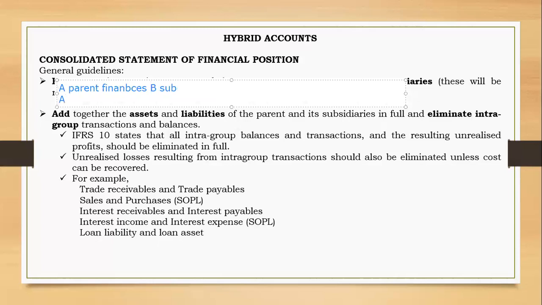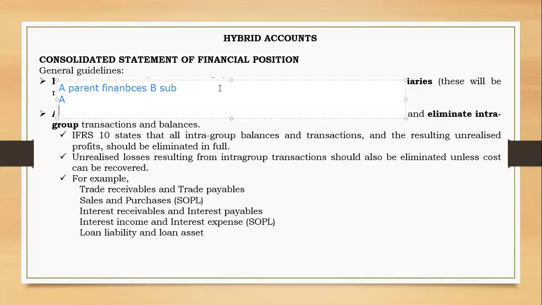So in the books of A, what are we going to do? A has given the money to B. So A has credited cash by a certain amount, no problem. And then we say A is entitled to be paid, and so A has to debit a financial asset. Let me just write in short, a loan asset. Let's simplify matters. Loan asset, just like this.